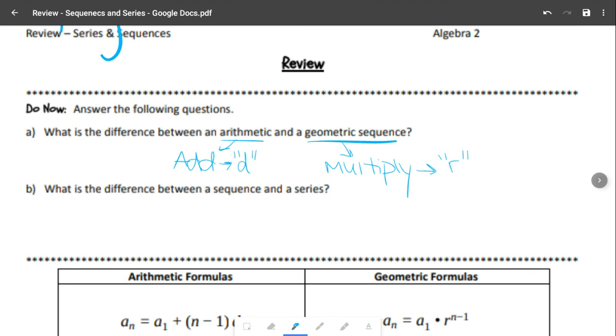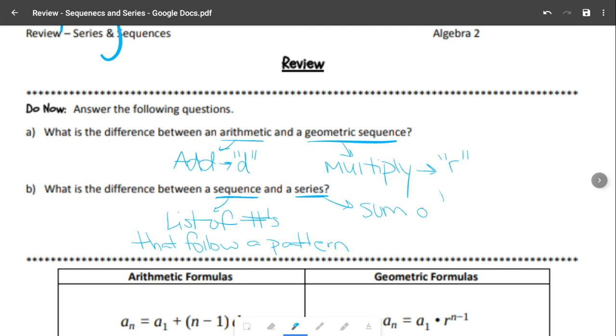B, what is the difference between a sequence and a series? A sequence is just a list of numbers that follow a pattern. Whereas a series is talking about the sum of a sequence. Keyword here being a sum.